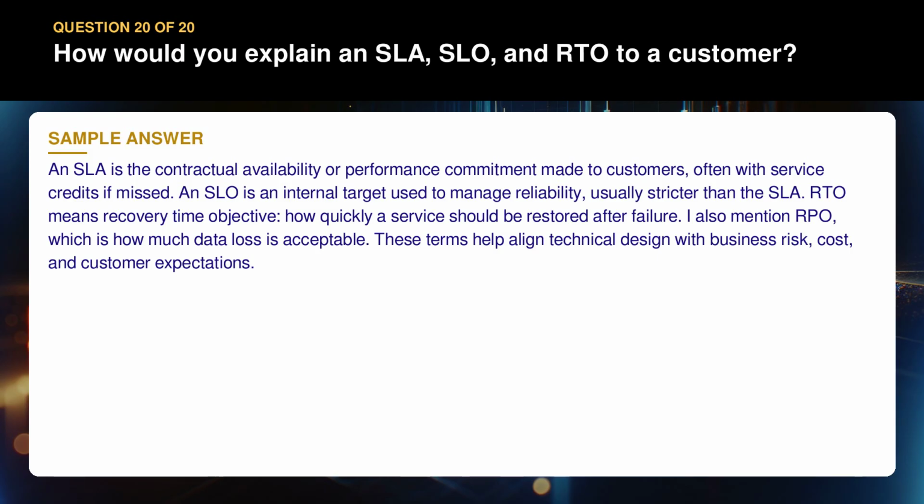Question 20. How would you explain an SLA, SLO, and RTO to a customer? An SLA is the contractual availability or performance commitment made to customers, often with service credits if missed. An SLO is an internal target used to manage reliability, usually stricter than the SLA. RTO means recovery time objective, how quickly a service should be restored after failure. I also mention RPO, which is how much data loss is acceptable. These terms help align technical design with business risk, cost, and customer expectations.